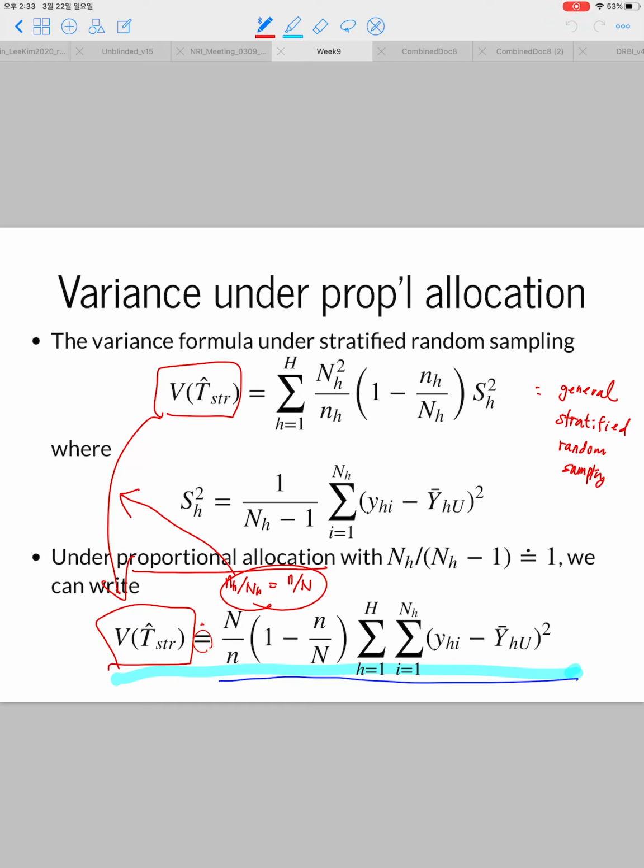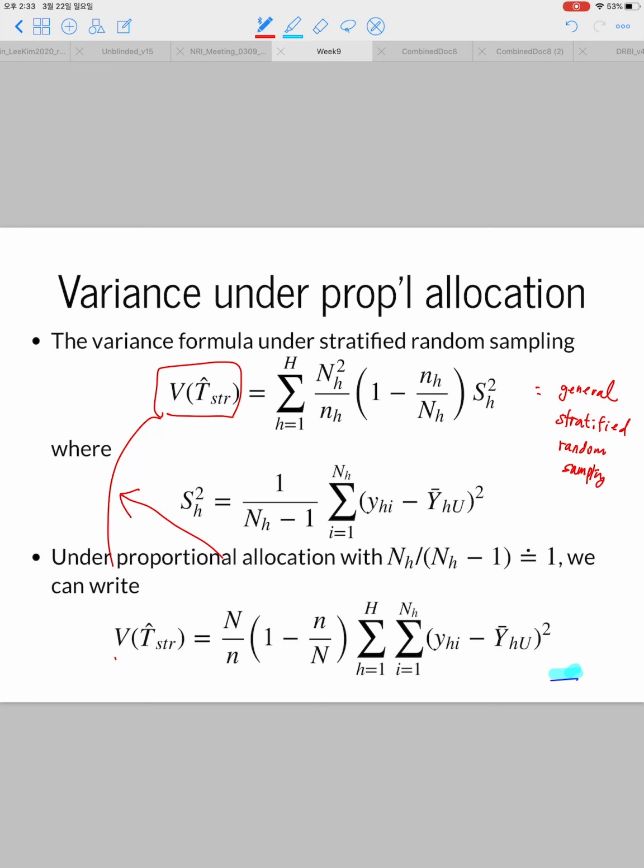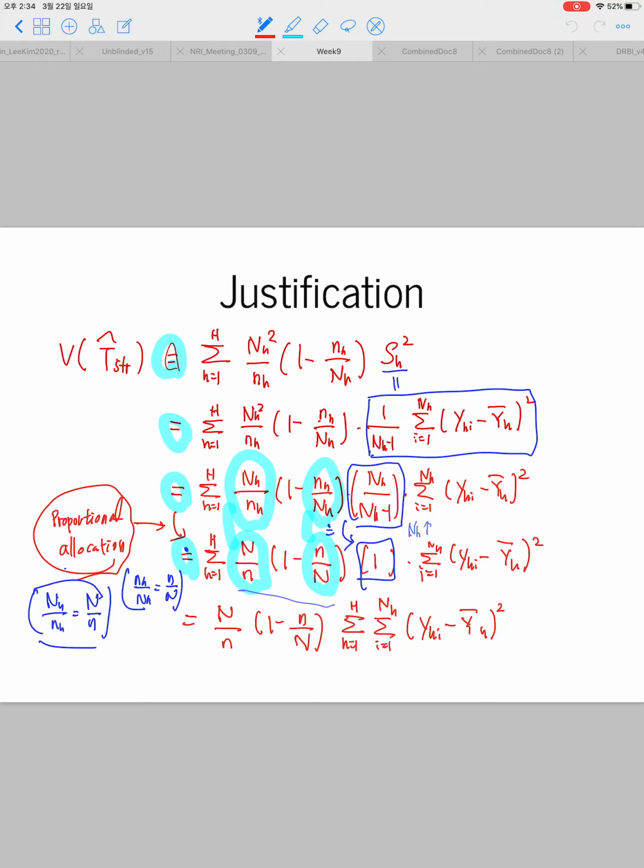Now, we'll discuss the second property of the proportional allocation. To discuss it, we need to investigate the form of the variance on the proportional allocation. The main result is the last one, this expression. So this is what we want to show. So here's the proof.